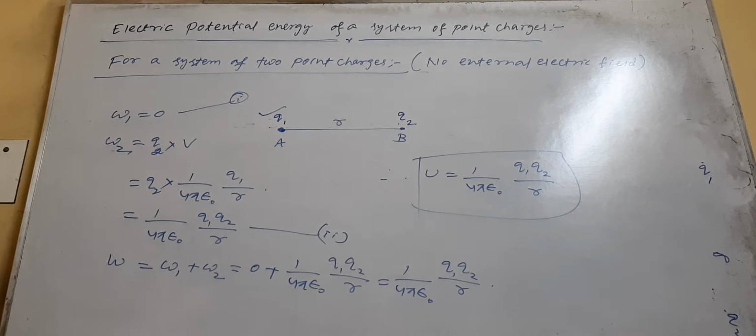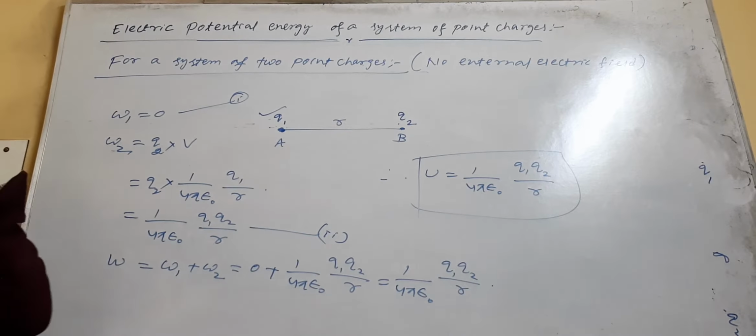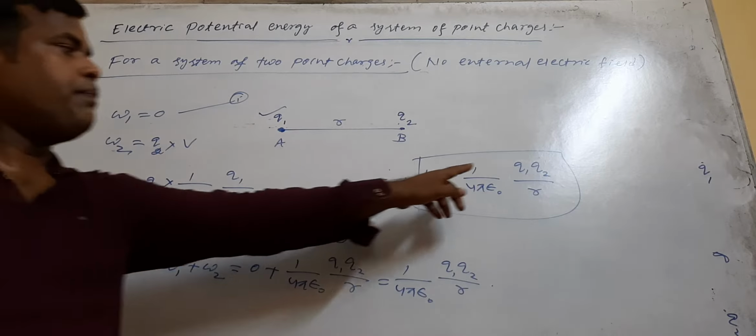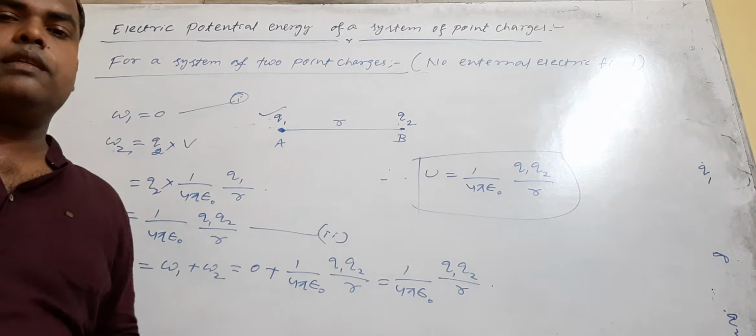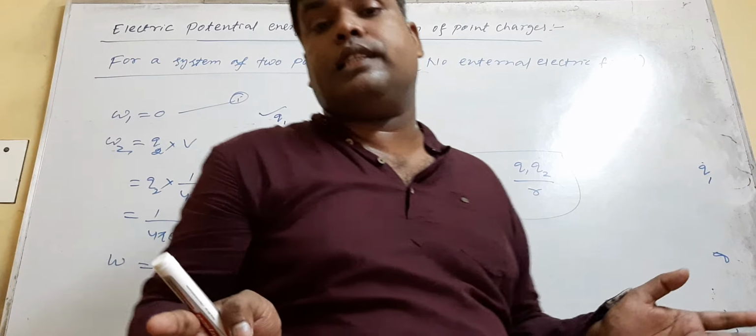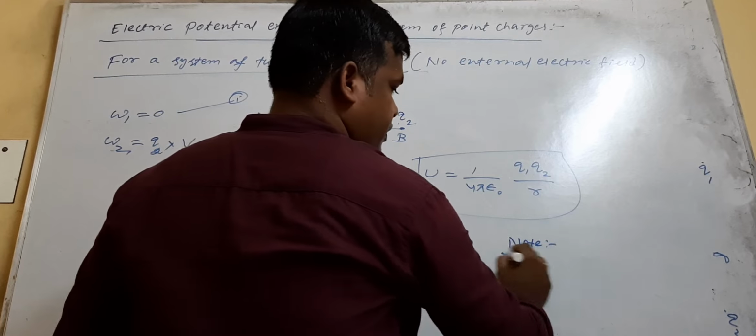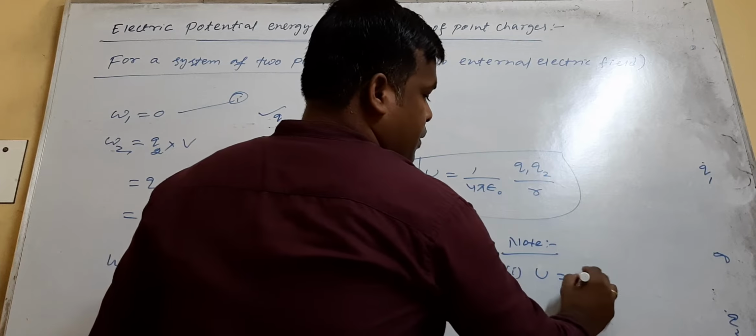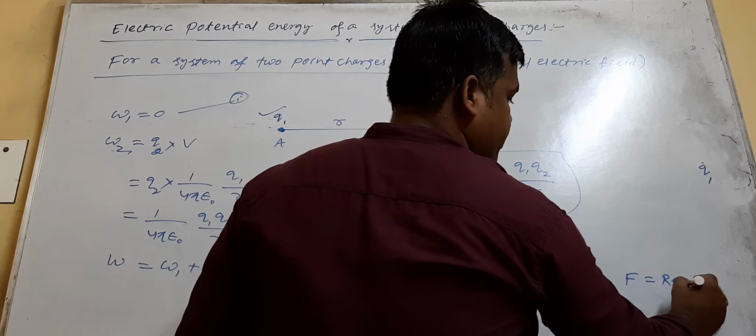You see, if the two charges are of like nature, that means if both are positive or both are negative, then the product is positive. Then potential energy is positive. Potential energy positive indicates the electrostatic force between the two charges is repulsive. You write in note: 1. Potential energy positive means the electrostatic force is repulsive.